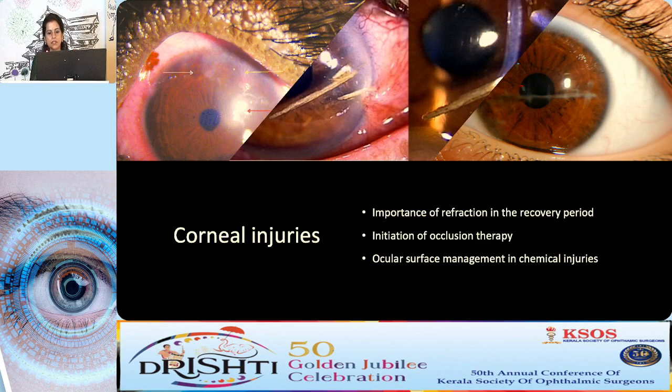In corneal injuries, the importance of refraction cannot be stressed more. Most often, we just repair the corneal wound and the follow-up may be irregular. We need to counsel the parents that the follow-up is very important. In most cases, it might be a small corneal injury which is away from the visual axis, but still it can induce astigmatism in a growing child.